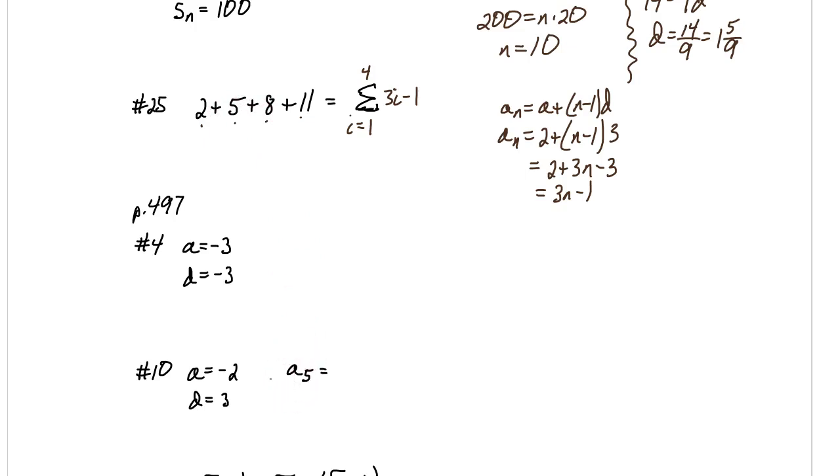Page 497, number 4. We're asked to write out the first 4 terms of the series. So we have negative 3, comma, and then d is negative 3, so it means to subtract 3 each time. So this is negative 6, negative 9, negative 12.